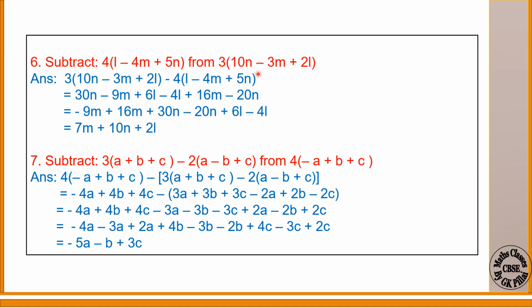Subtract this from this. Here also we are multiplying this term by this algebraic expression by 3 and this one by 4. So write this way, minus 4 into this. Open the bracket, it will be minus 4l plus 16m and minus 20n. Now you combine the like terms. Minus 9m plus 16m plus 30n minus 20n plus 6l minus 4l. So your final answer will be 7m plus 10n plus 2l.